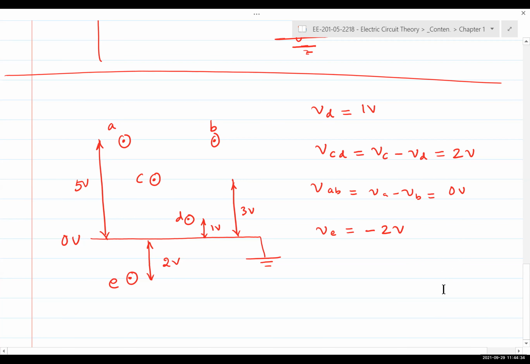Anyway, for chapter 1, these are the concepts that I wanted to talk about. There was, yes, question? No, VDE is plus 3 and VED is minus 3. Yeah, because you're looking at it from above, if that makes sense.